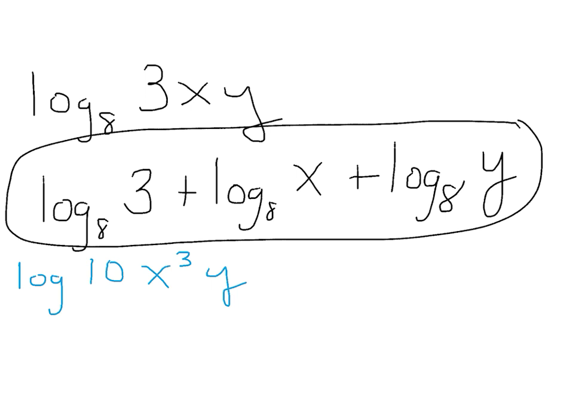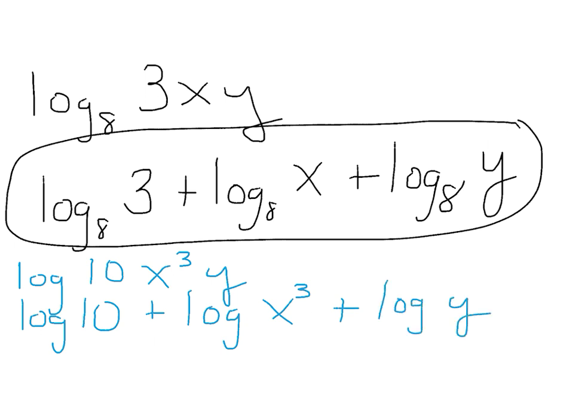So if you say it out that way, then you know that every time you see a times, you should have a what instead? Right, a plus. So how would I split this? Log 10, plus log x to the third, plus log y. Now, excellent work so far, but we're not done. Because remember, after the expansion, you've got to move the exponents down.